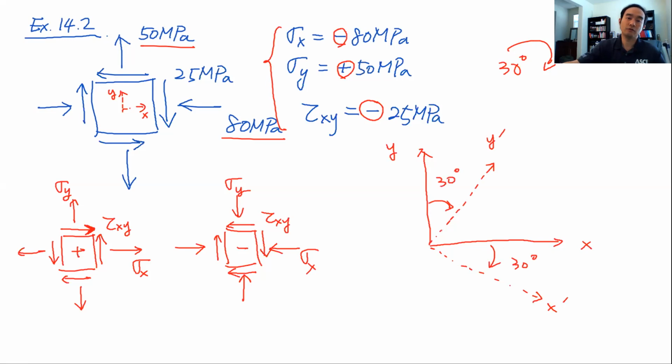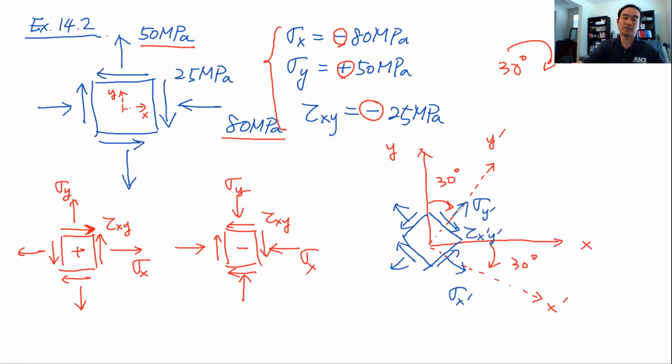And with this new coordinate system, originally we had a stress block like this, but now we have to have a block that looks like this, perpendicular and parallel to x prime, y prime axis. And of course, these are going to be the new axial or normal stresses, and these are going to be new shear stresses based on these new coordinate systems. So this is going to be sigma x prime, it's going to be sigma y prime, and this is going to be tau x prime y prime.